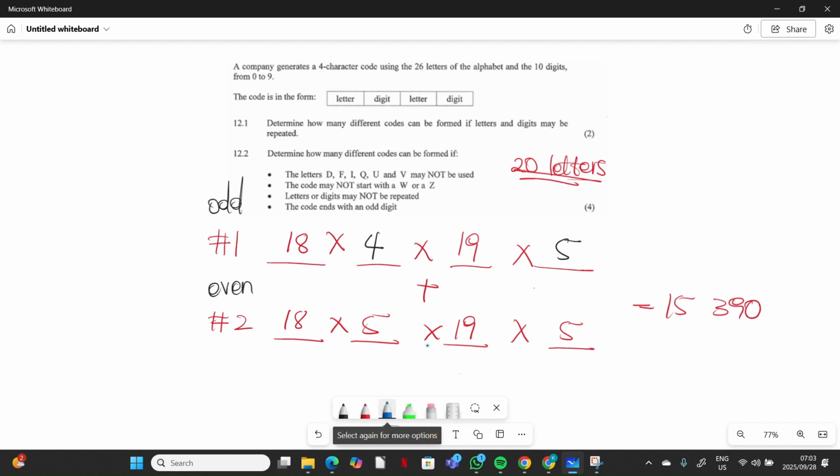Okay, but somebody could have just said that since I have 5 choices for the last digit, I can just say 18 and 19 for the letters. But now for the digits, since at the end I have 5 choices of odd numbers to choose from, here how many choices would I have? I would have 9 out of the 10 because one of them is going to be my last option per se. And that right there is how somebody would also do it. Because if you say 18 times 9 times 19 times 5, you would still get 15,390.